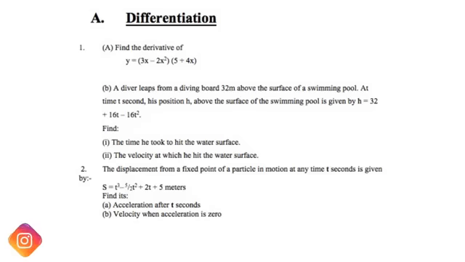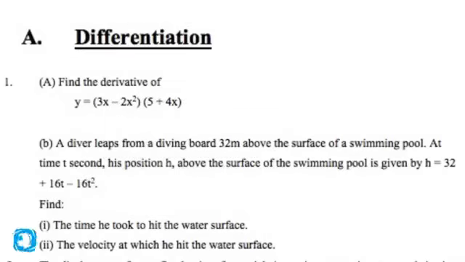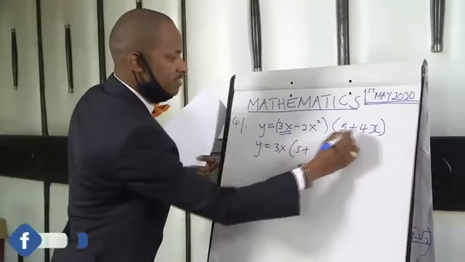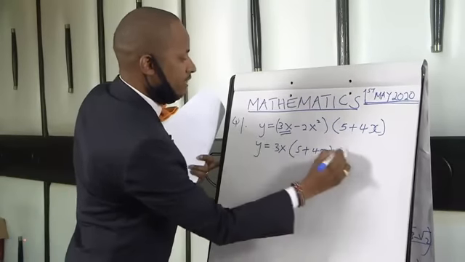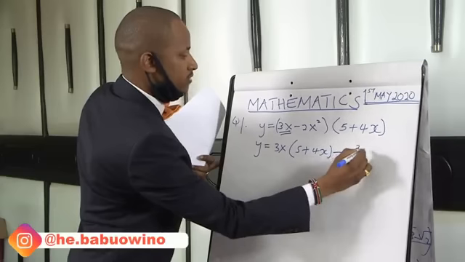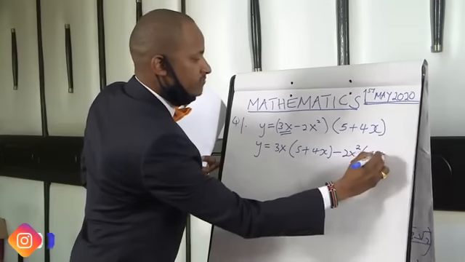The first thing when you are faced with such a challenge in finding the derivative, you first of all expand the bracket. So by expanding the bracket, we have y is equal to 3x, multiplied by the value on the other side, which is 5 plus 4x, minus 2x squared, into 5 plus 4x.